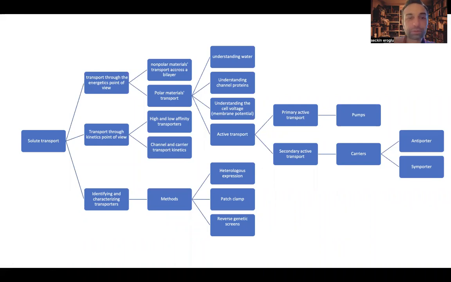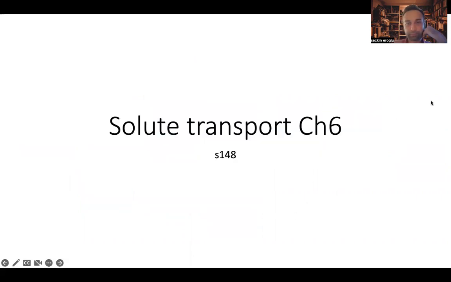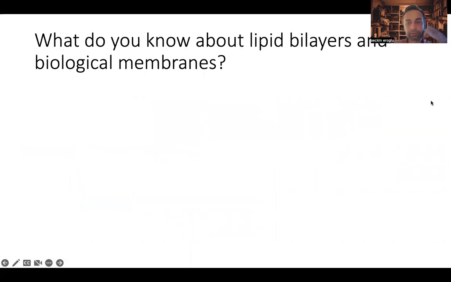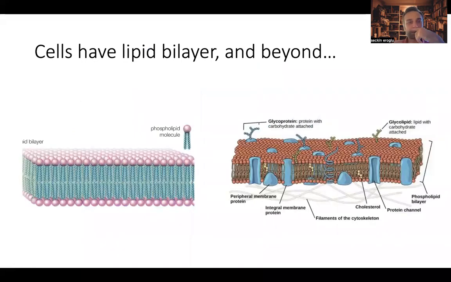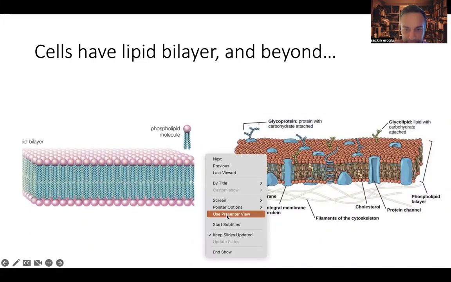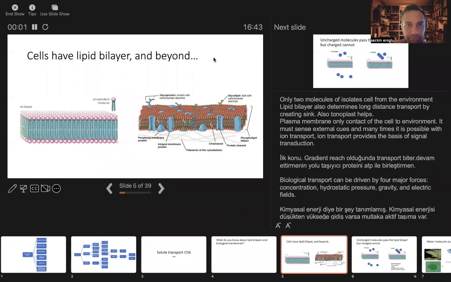Let's move first to the energetics view of the transport processes. Okay, so this is chapter 6 already. Okay, I can pass that. Just a second. I will use the presenter view. Do you see now my notes? Yes, hocam. You see the notes. Okay. Let's change it.